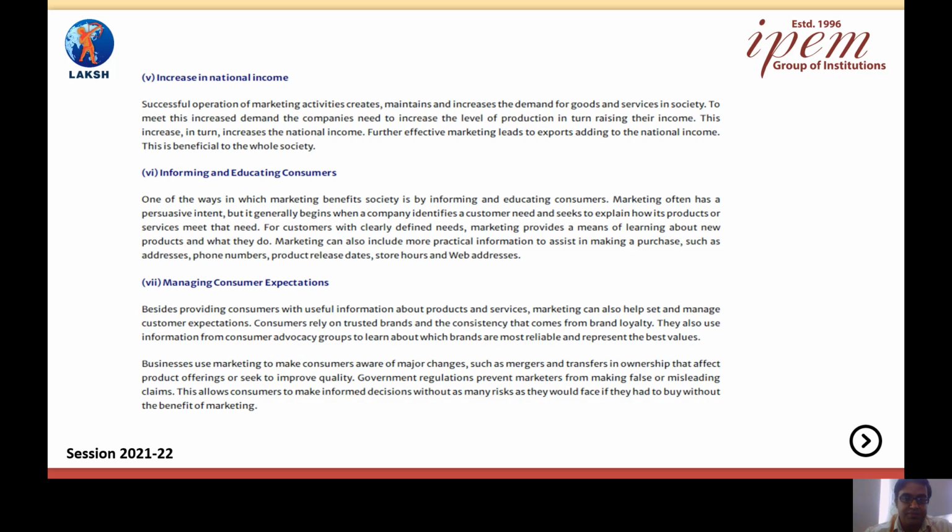Informing and educating consumers: marketing benefits society by informing and educating consumers. Marketing often has a persuasive intent, but it generally begins when a company identifies the customer need and seeks to explain how its products or services meet the needs of the customer with clearly defined needs. Marketing provides a means of learning about products and what they do, and marketing also includes more practical information to assist customers, such as address, phone numbers, product related information, etc.